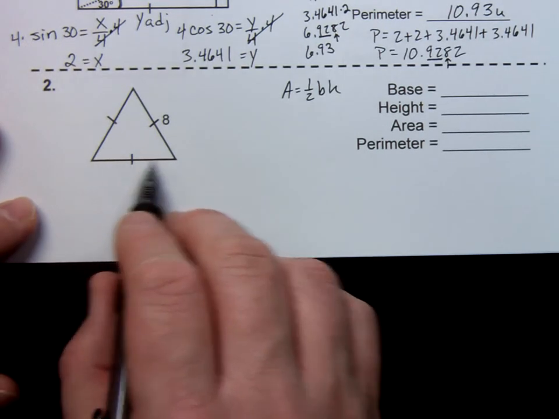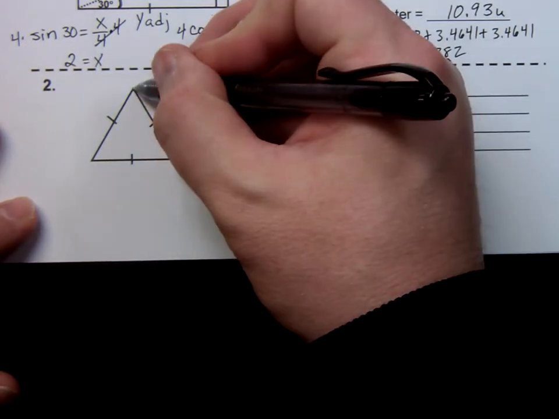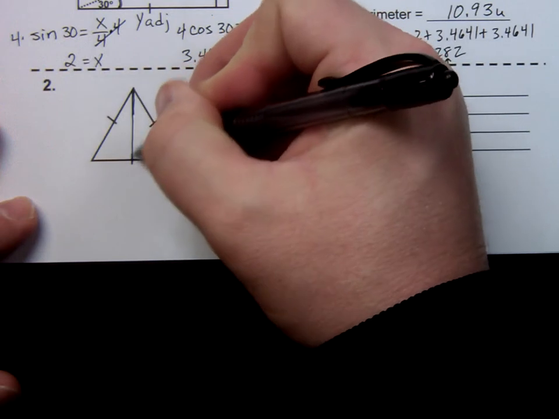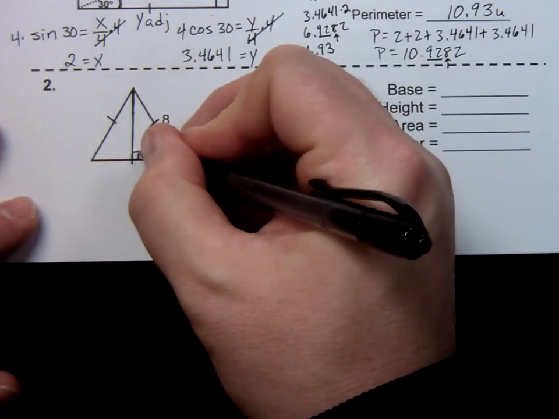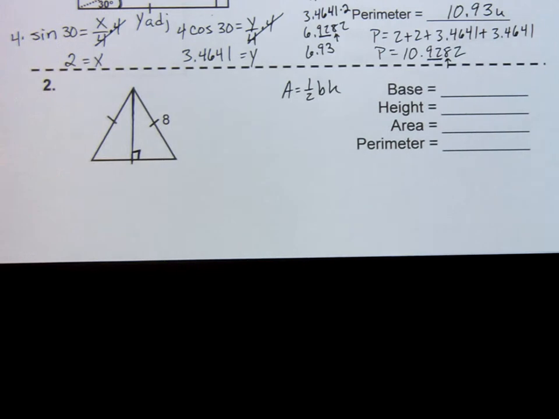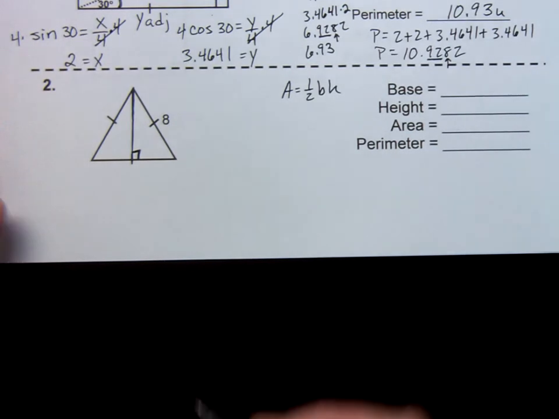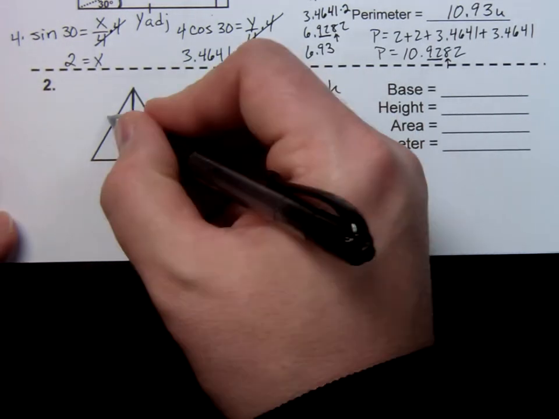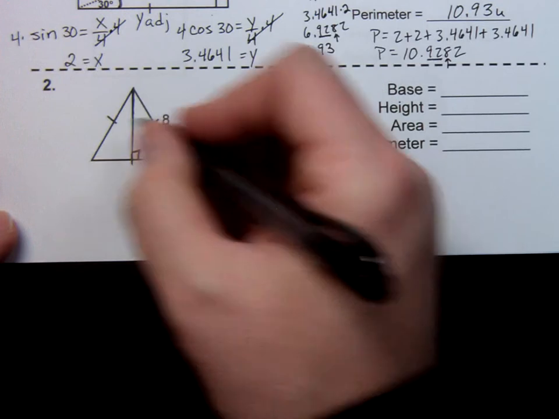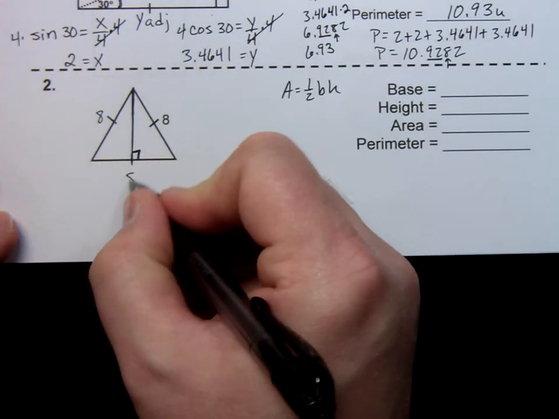So if I'm going to make this the base, then the height has to come right through here, perpendicular to that base. So this is the base, and this is the height. Now I should already know what the base is because this triangle had all 3 sides marked congruent for us. So if that's 8, this is 8, and so is this side.